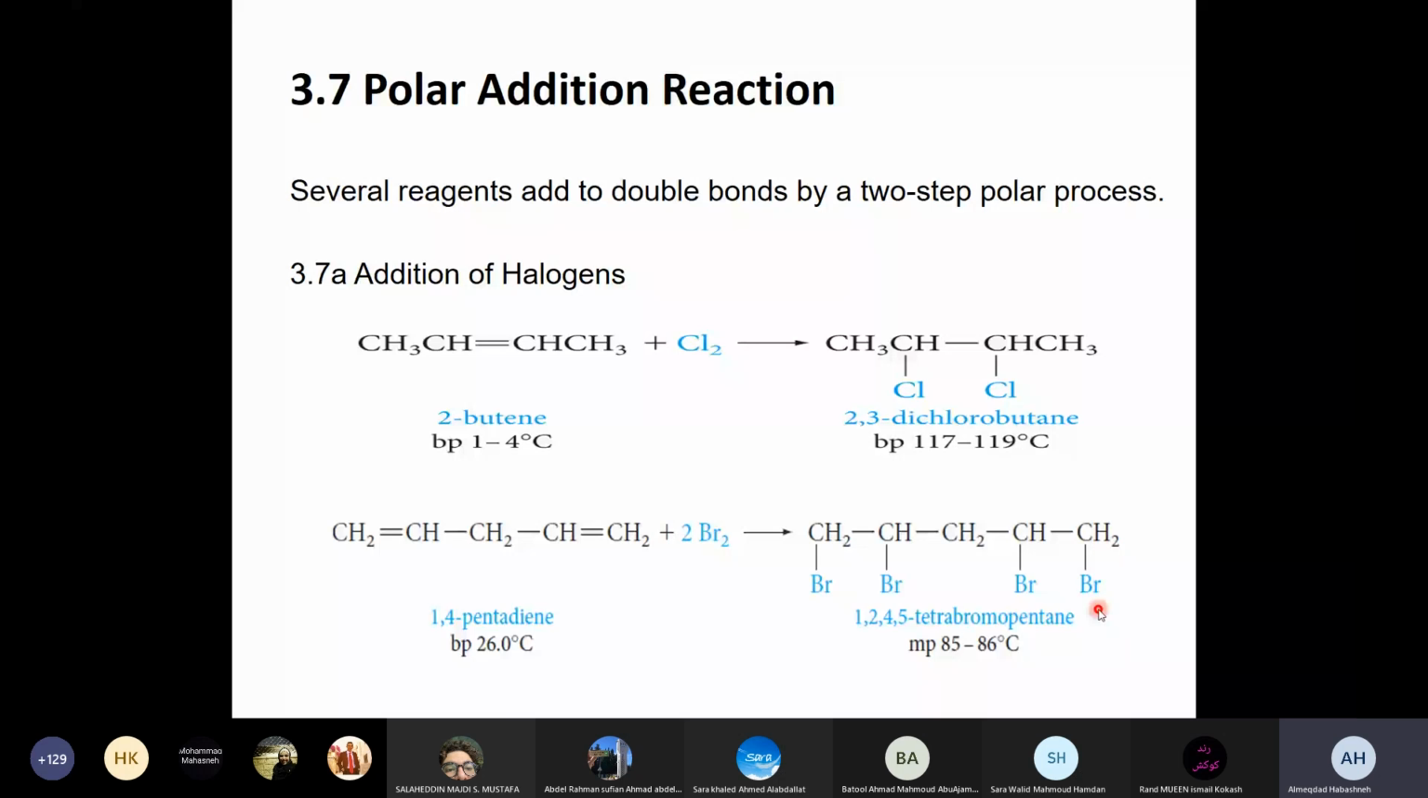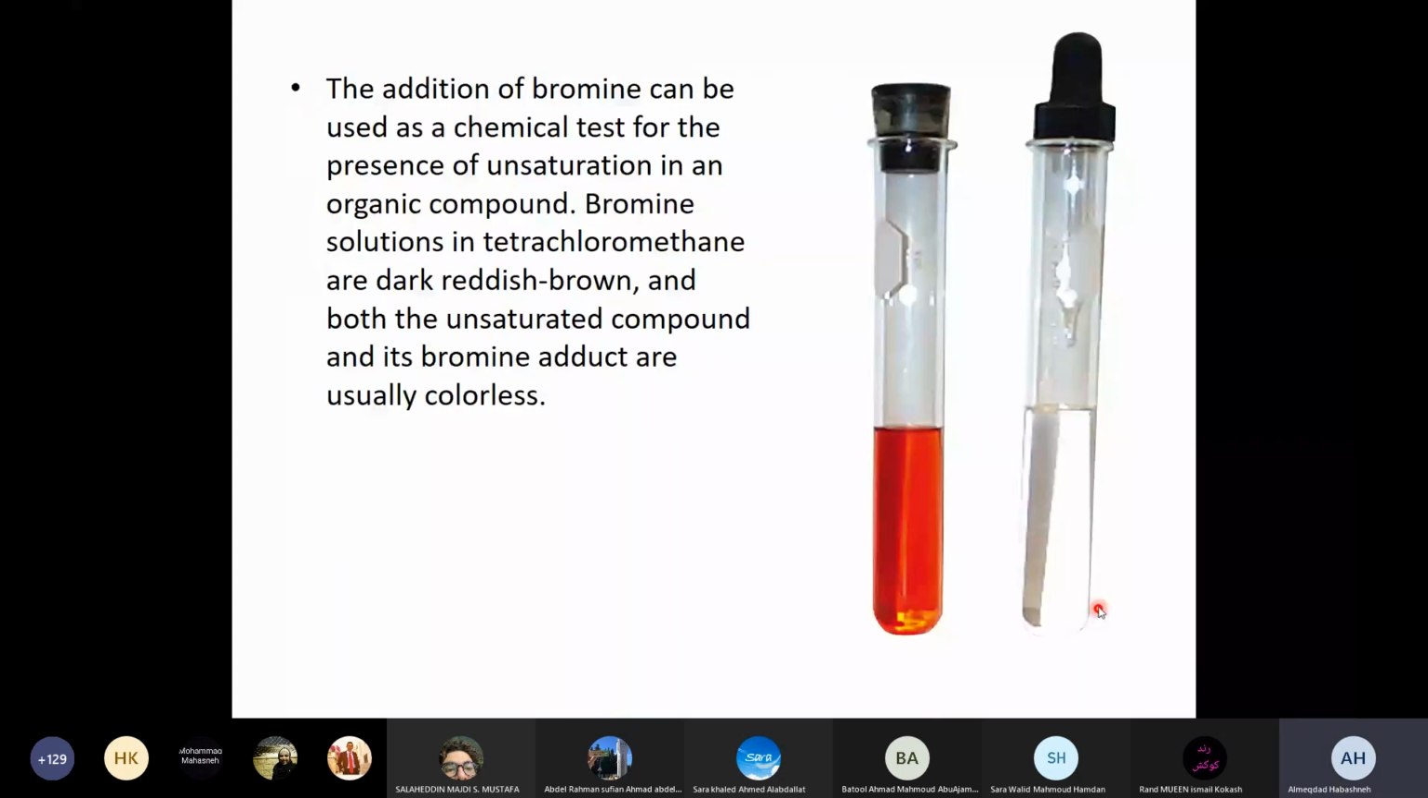This reaction actually is very important for identification of alkenes. Why?